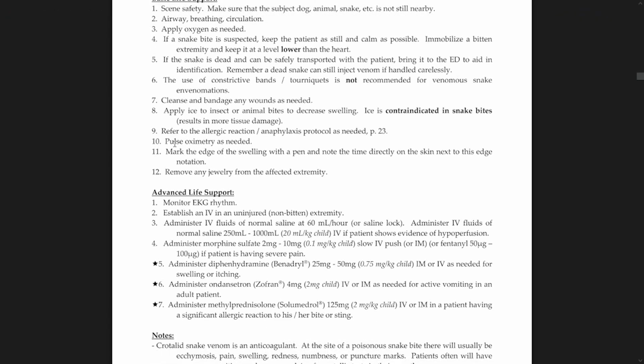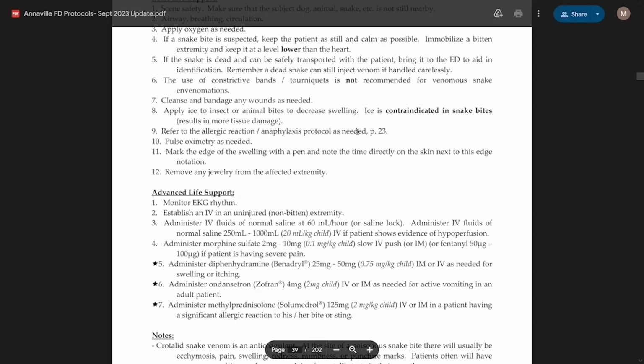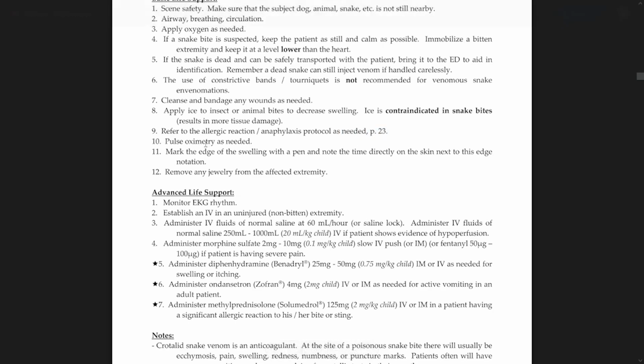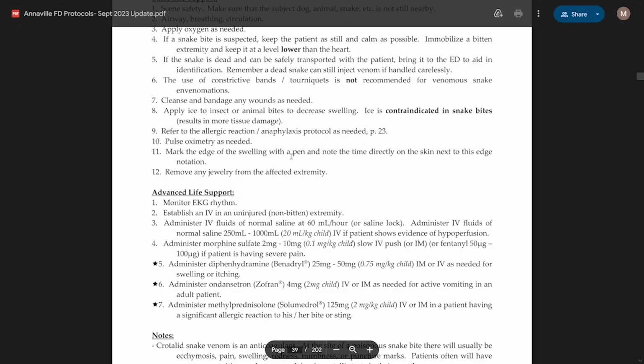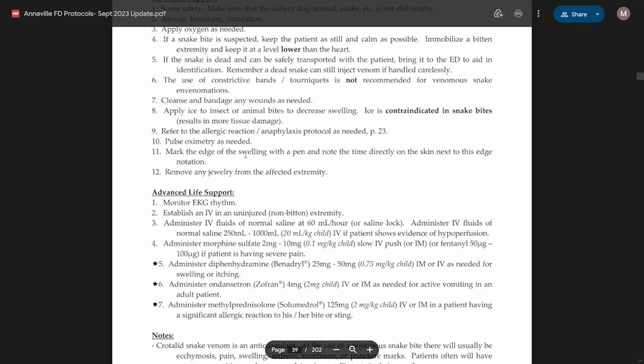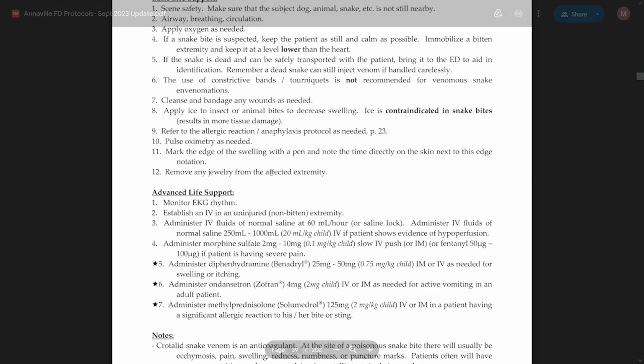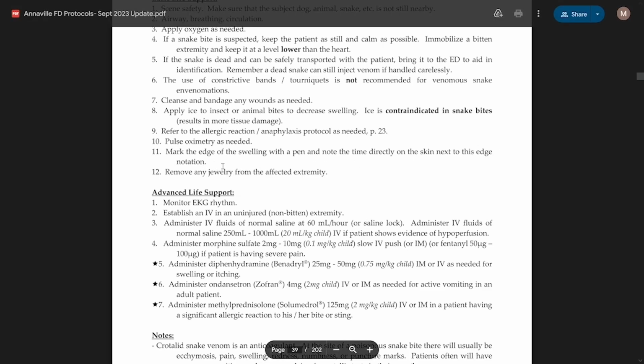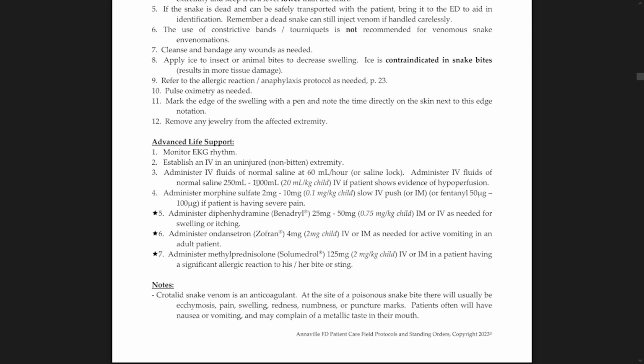Refer to the allergic reaction and anaphylaxis protocol as needed on page 23. For pulse oximetry, measure that as needed. Mark the edge of the swelling with a pen and note the time directly on the skin next to its edge. Remove any jewelry that may be affected. We don't want the swelling to cause the jewelry to cut off circulation somewhere.